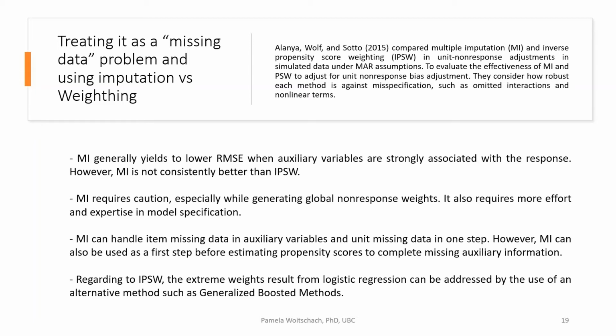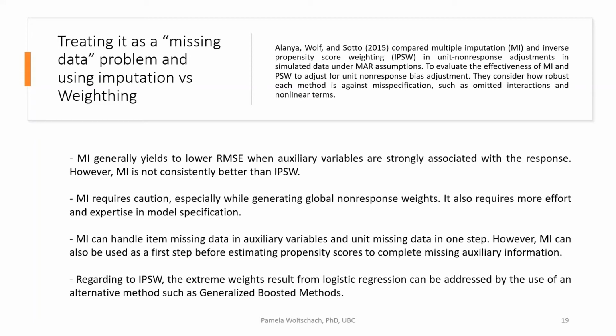They also explain that multiple imputation can require caution when generating global non-response weights, and it also requires more effort in model specification. But the benefit of multiple imputation is that it can handle item missing data in the auxiliary variables. And regarding propensity score weighting, the extreme weights result from the logistic regression they use. They also conclude that this can be addressed by the use of alternative methods such as generalized boosted methods.